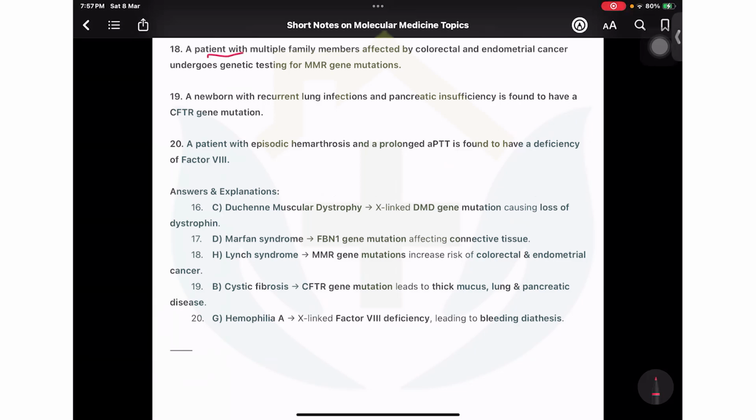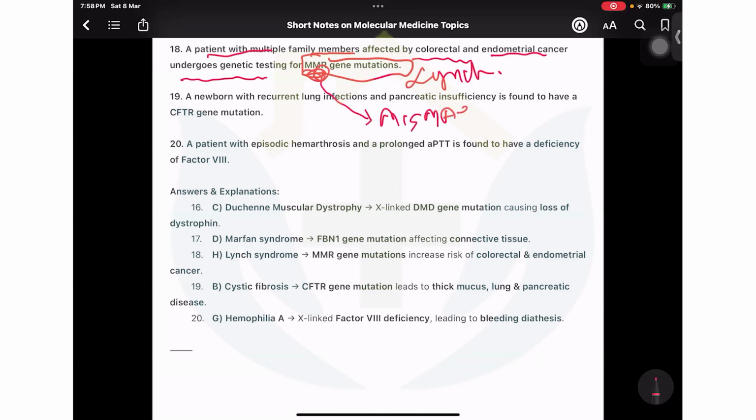A patient with multiple family members affected by colorectal and endometrial cancer undergoes genetic testing for MMR gene mutations. That is Lynch. What are these MMR genes, anyways? They are mismatch repair genes. What is this mismatch repair gene? Anyone?